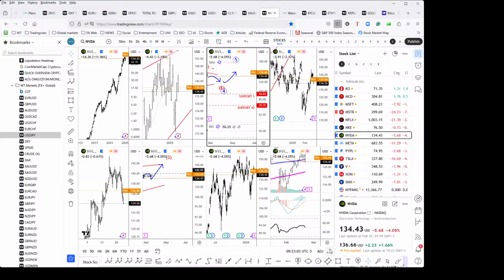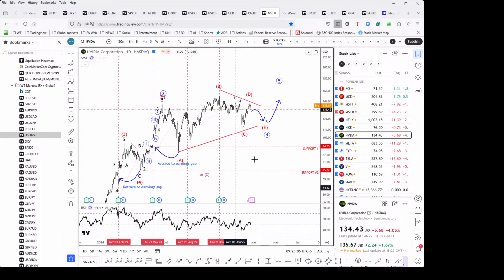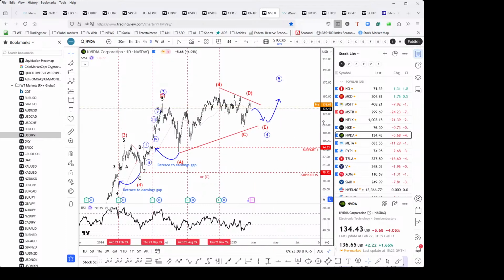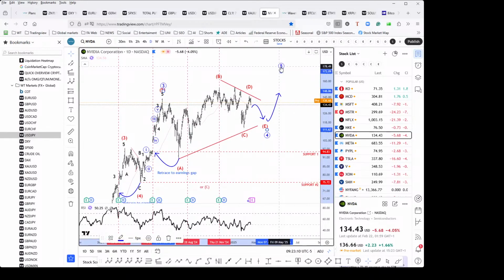The other wave count, it's not only an ending diagonal, it's also a potential triangle, the running one here, that shows potential chances for a wave 5 rally. And even this one shows a missing wave E.